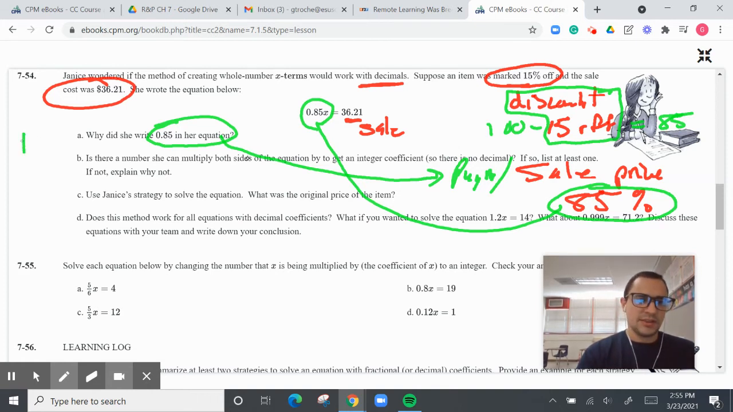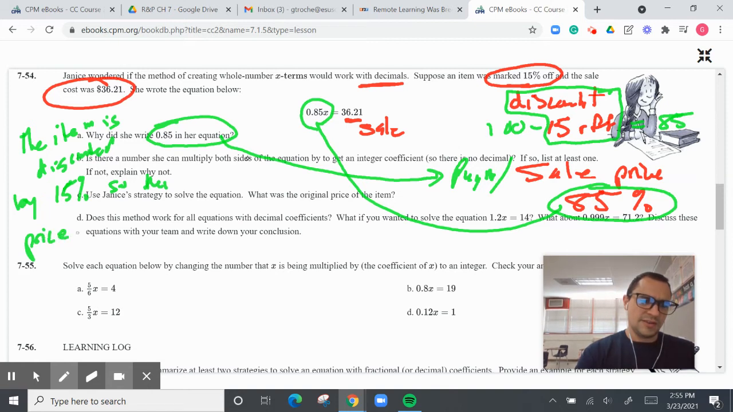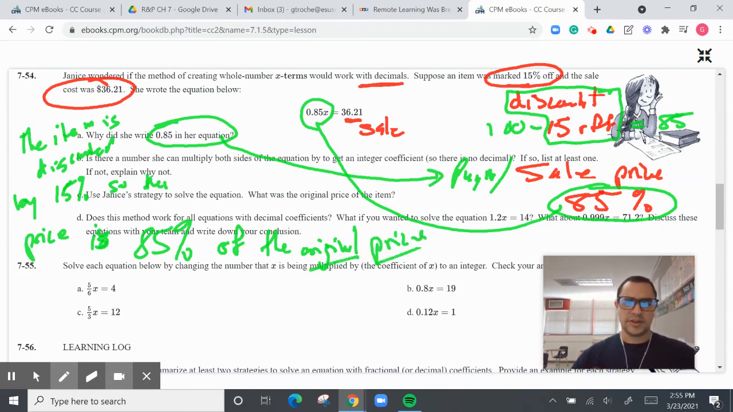If the item is discounted by 15%, the price is 85% of the original price. All right, that's what A is. This is what A is right here. I'm going to go ahead and erase this.